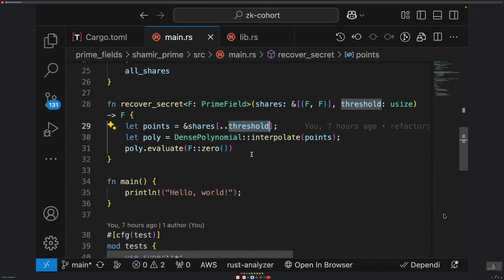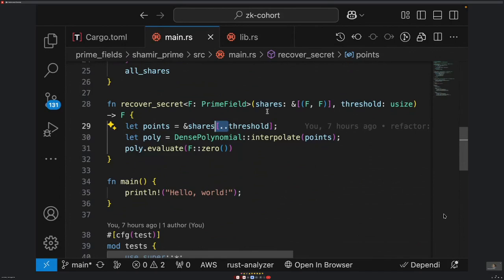I don't understand what's happening on line 29. Okay. I don't understand the syntax, so I don't know what's happening. I'm just creating an array from the shares. I'll spread it. It's trying to slice the shares.